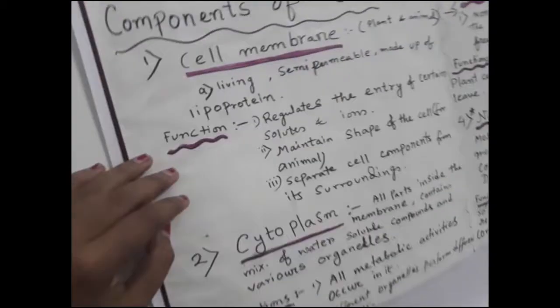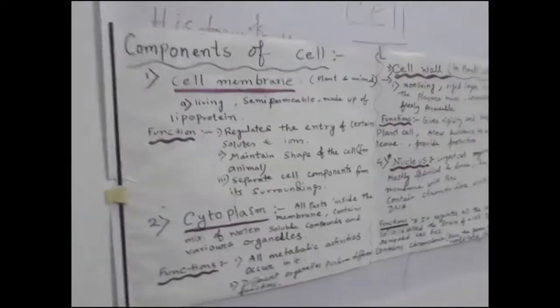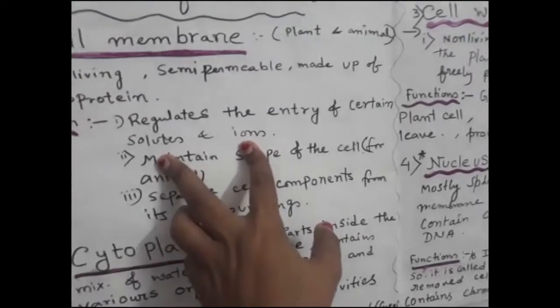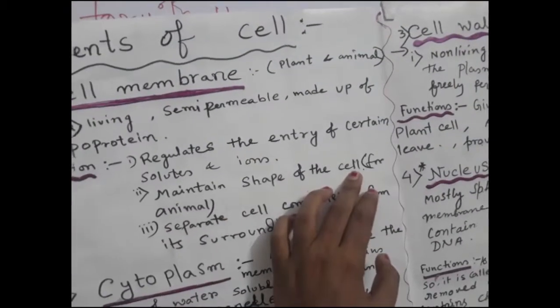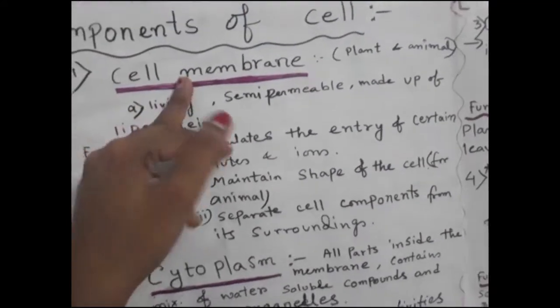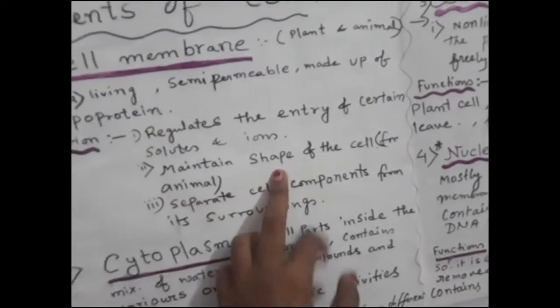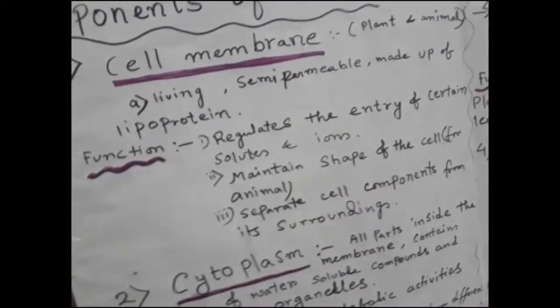Okay, and what is the function of this membrane? It regulates the entry of certain solutes and ions, and then maintains the shape of the cell. This is different for animal cells, because it is the outer part of the animal cell, so the membrane also maintains the shape. And then it separates the cell from its surroundings, and separates each cell component from the other cell components. This membrane helps in separating.